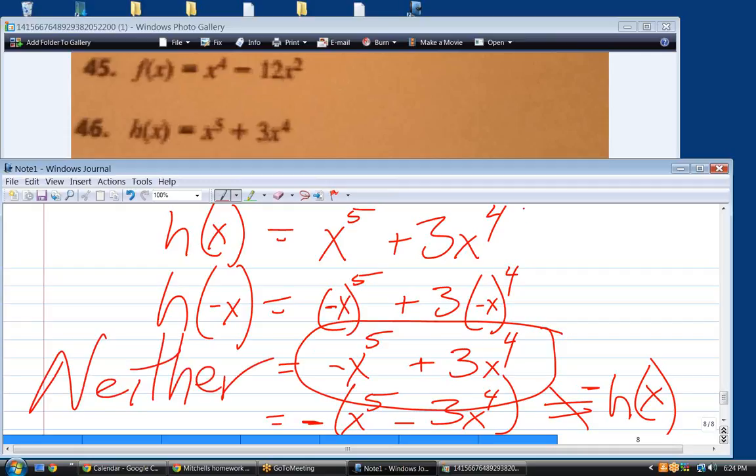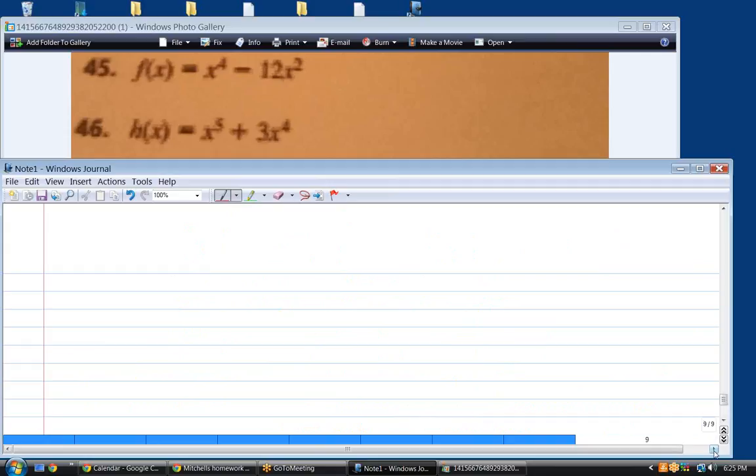So when we don't have a constant, and in fact even if we had a constant, it wouldn't matter, add a number into that, and the fact that we have an odd exponent and an even exponent combined, automatically neither. Most functions are neither. It's rare that you have an even function.